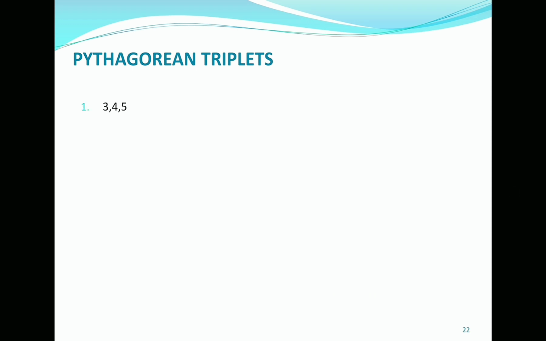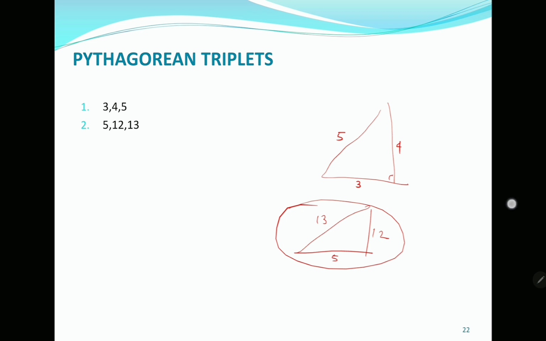Now, most important, Pythagorean triplets: 3, 4, 5. For example, we have a right angle triangle, and this side is 3, this is 4, the hypotenuse will be 5. So these are known as Pythagorean triplets. There are some basic Pythagorean triplets that you need to memorize. Second is 5, 12, and 13. So if the hypotenuse is 13, these two sides will be 5 and 12. Then 7, 24 and 25, and 8, 15 and 17, and 9, 40 and 41. These are also important.